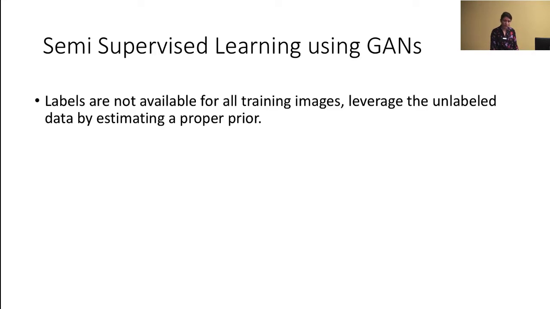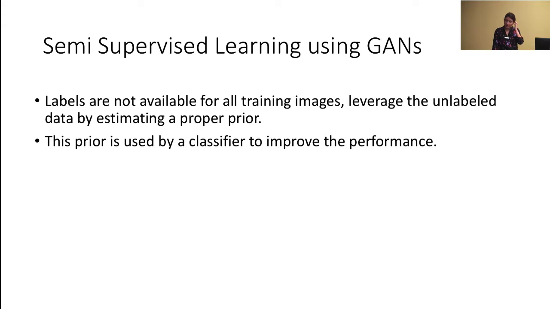So how do we use GAN in semi-supervised learning? In our case, labels are not available for all training data. We want to use unlabeled data to estimate a proper prior to improve our classifier and make our classifier learn better features or robust features.